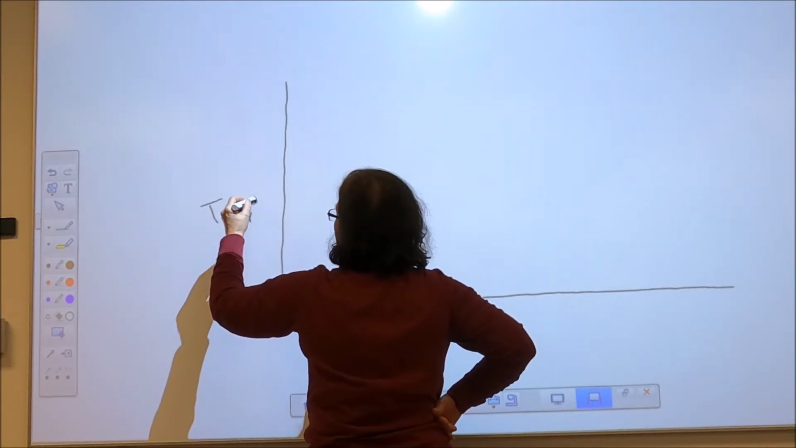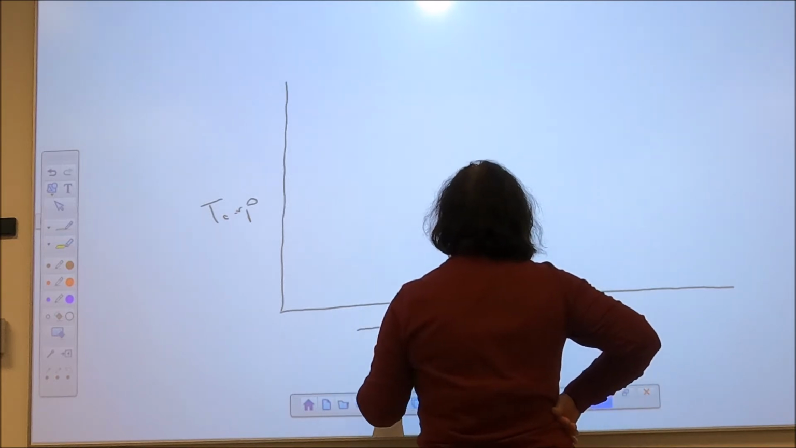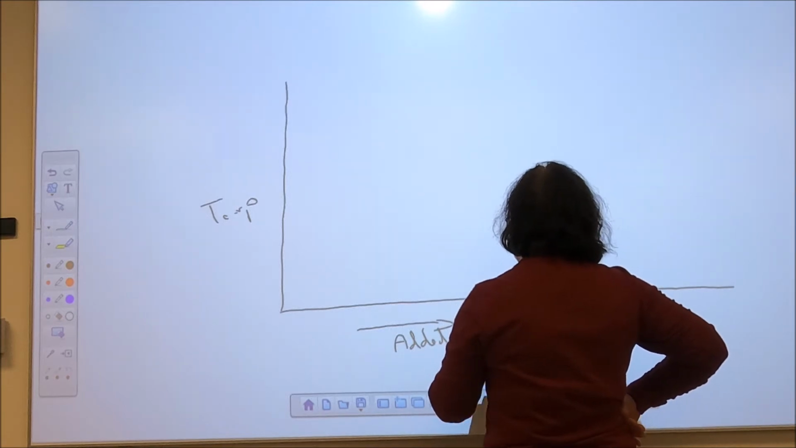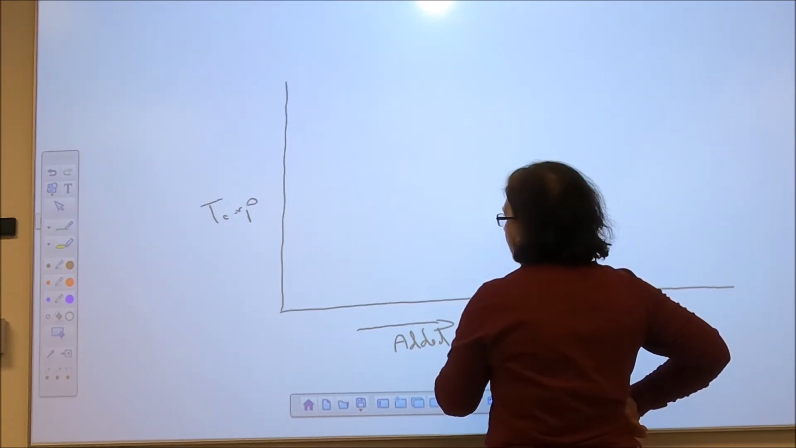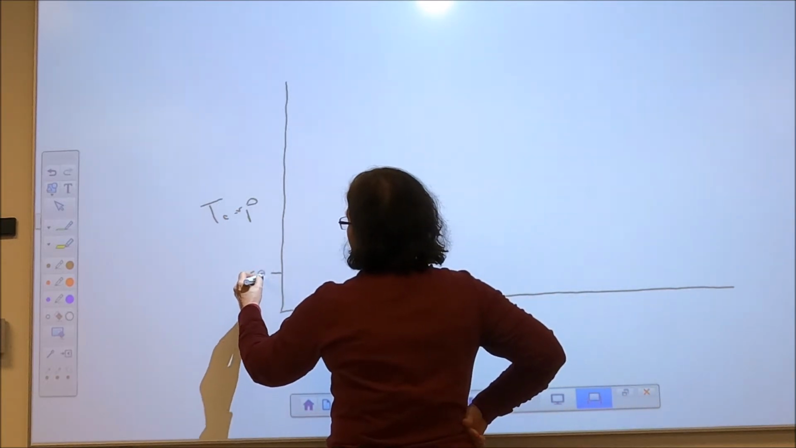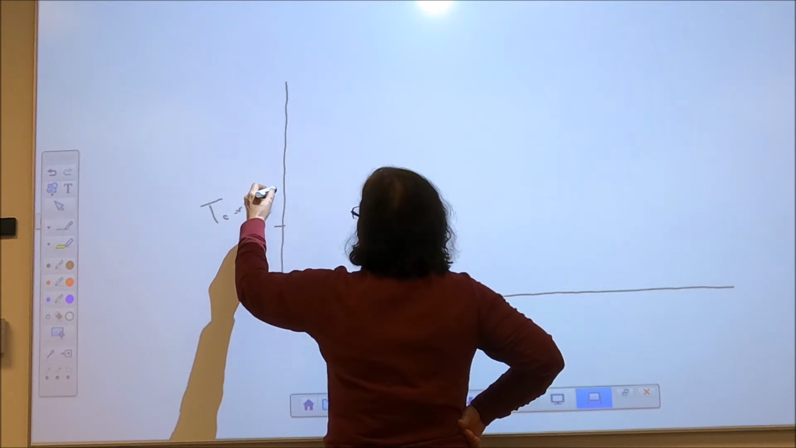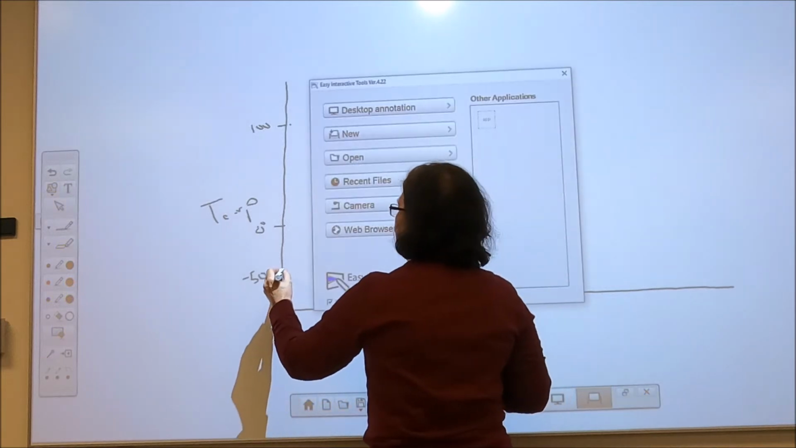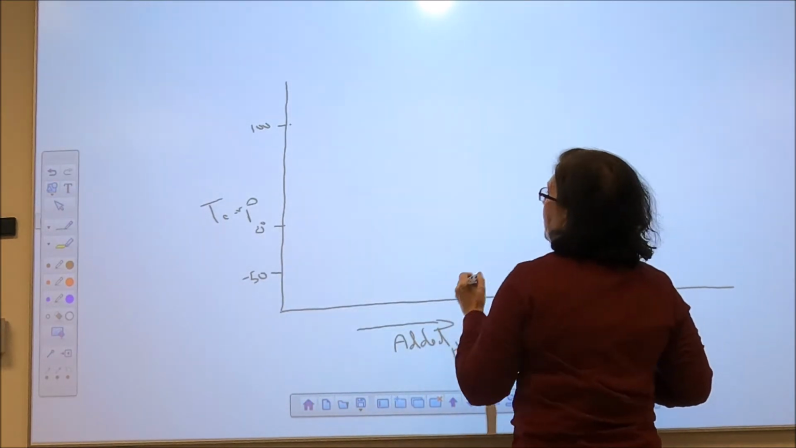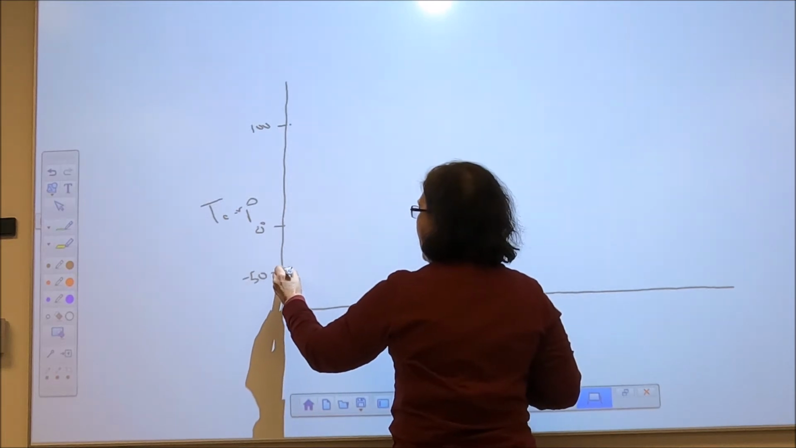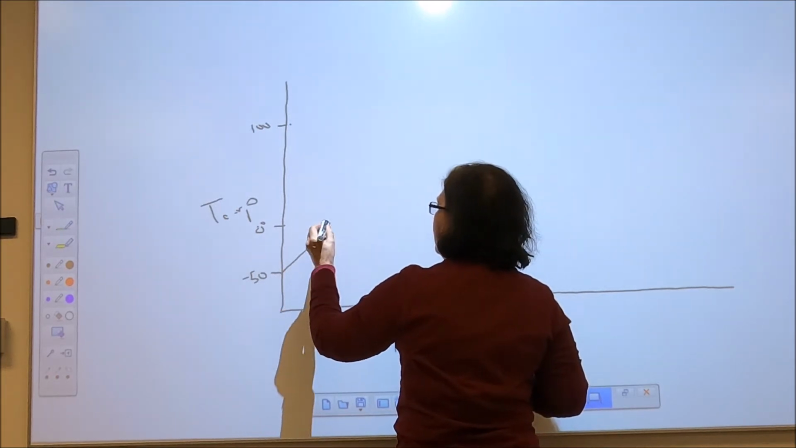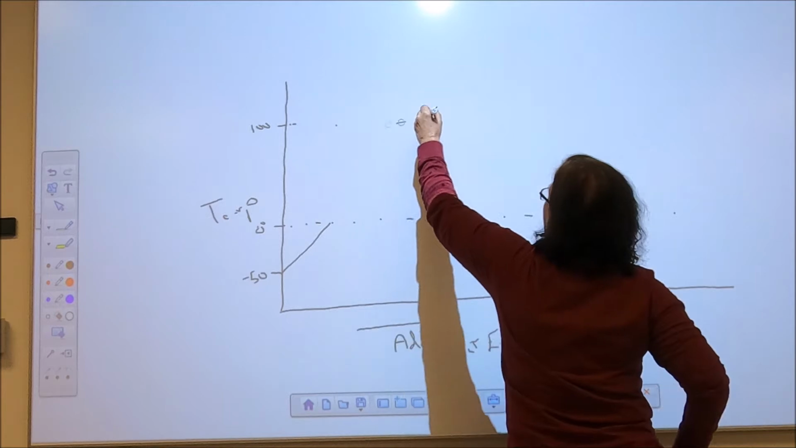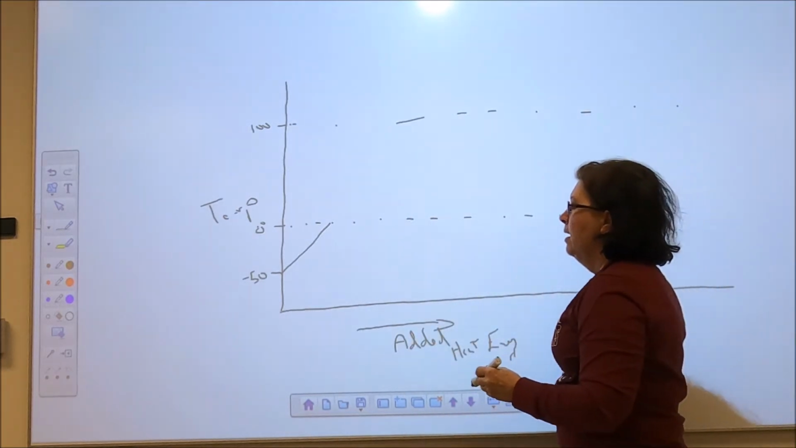Temperature here, and added heat energy. So I'm going to put minus 50 here, 0 degrees, 100 degrees. Okay? If I start out at minus 50, as I add heat energy in, the temperature increases. Put some dotted lines in here to kind of help me.